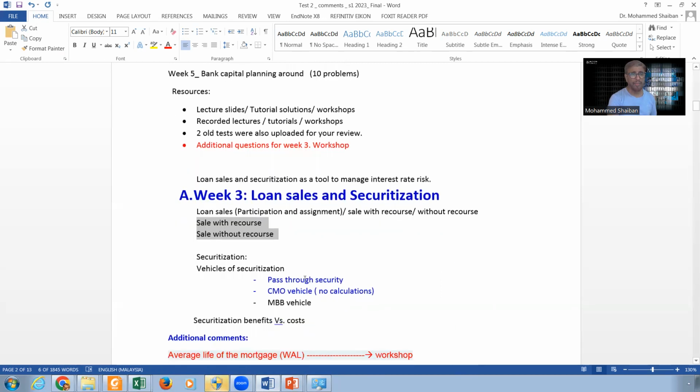Now, other than those concepts, which means the sale with recourse or without recourse, there are some multiple choice questions which test the theory, but the calculation will only be similar to the question we have in tutorial number 3, which is number 1.